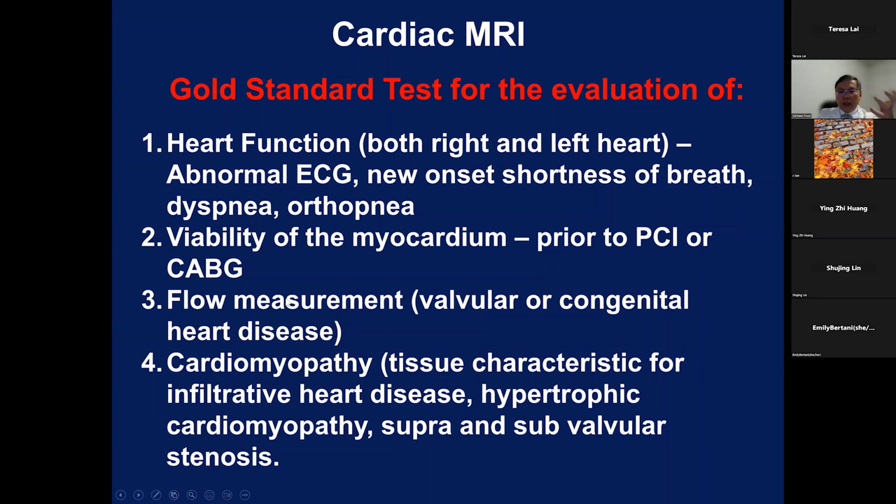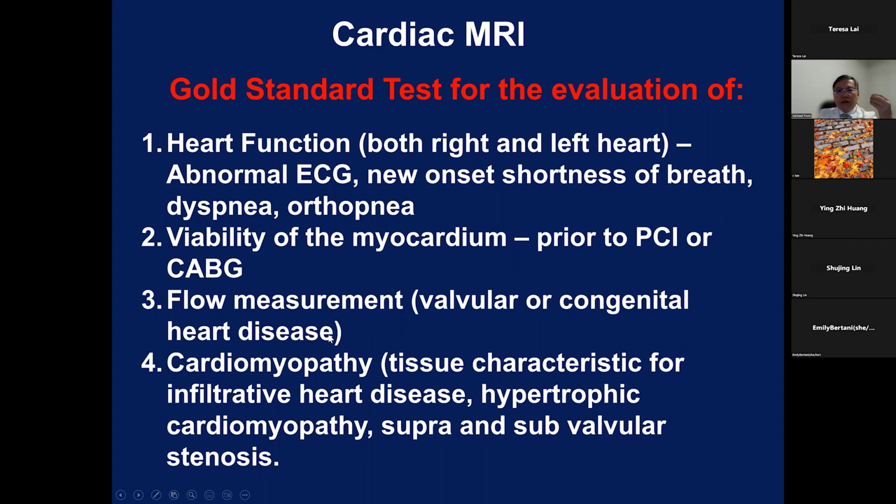Viability, whether the muscle is alive or not, is a very important question in cardiology. Before you send someone to have a bypass or stent, you better make sure that the muscle is still alive. Otherwise, you are putting a stent in a cooked muscle, basically wasting time.